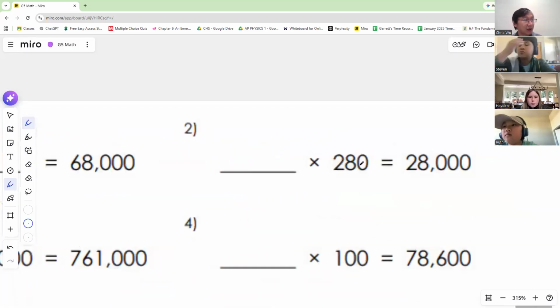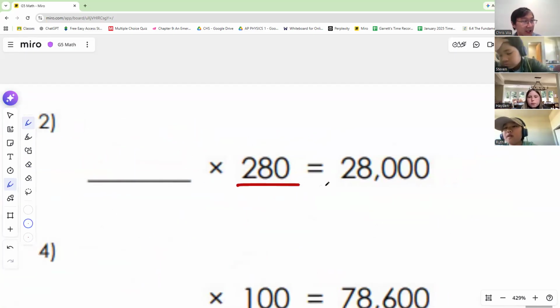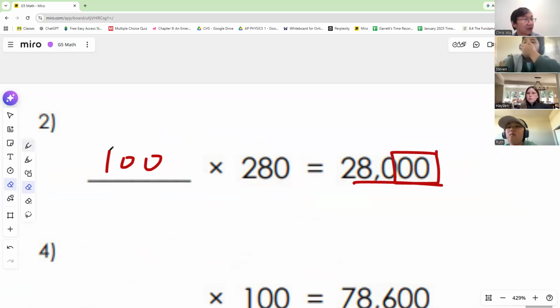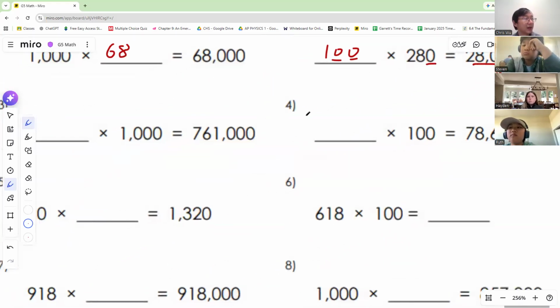All right, so for this one then, we have 280, but this number over here has 2 more zeros. So what do you think we need to have here? Yeah, Ruth? 100. 100, good. So I need that extra 2 zeros to make it happen, right? So if I multiply 100 by 280, I'll get 3 zeros. That's what we need here. Okay. All right, same idea.